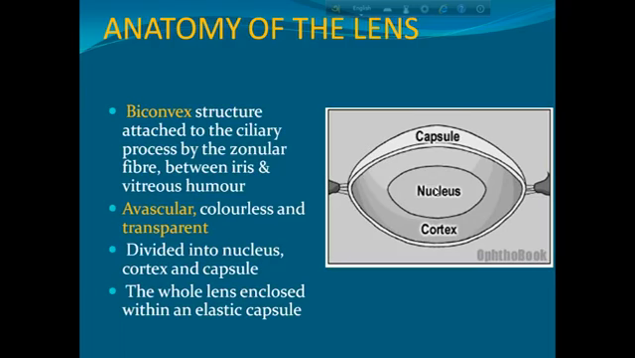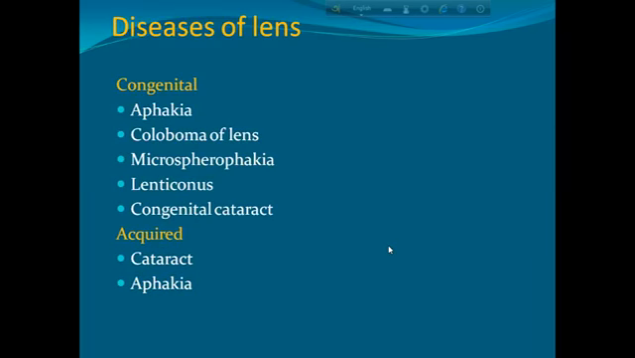You know a little bit of the anatomy of the lens. This is a biconvex structure, avascular, colorless, and transparent. The lens is divided into nucleus and cortex. It is covered by a capsule. Just simply about the anatomy of the lens. And some examiners sometimes ask what are the diseases of the lens. You know, cataract is the common disease of the lens, but some examiners choose to ask what are the diseases of the lens.